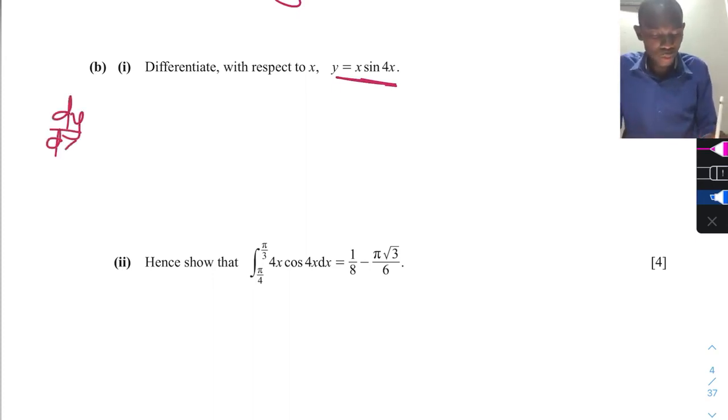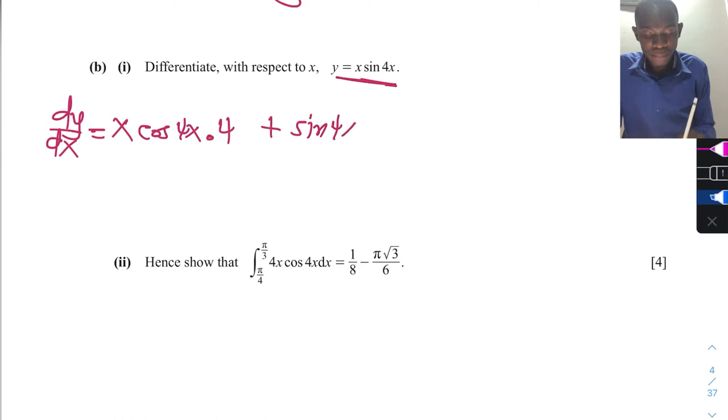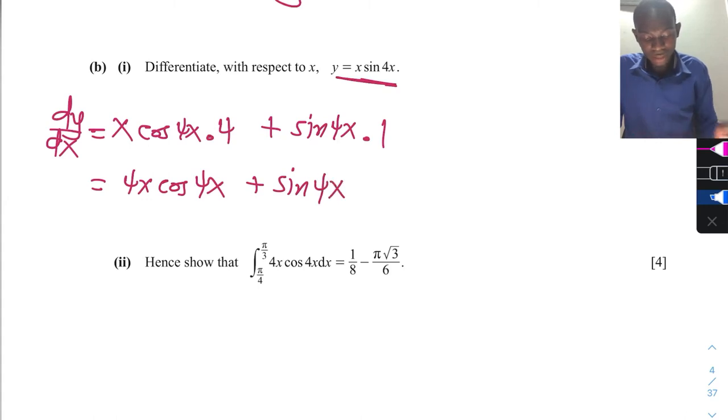So we start with the first one, which is x. I'm going to keep x constant and differentiate sine 4x. If I differentiate sine 4x, I get cos 4x, but you are not done: you go into the 4x and differentiate that angle too. If you differentiate 4x, you get 4. Plus, now I'm going to keep sine 4x constant and differentiate the x, which gives 1. So your answer is basically 4x cos 4x plus sine 4x.